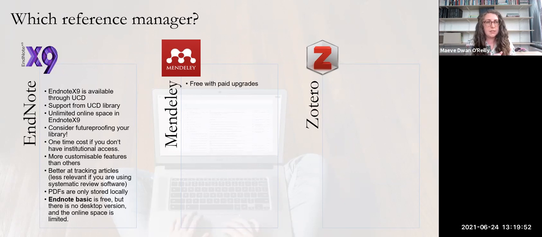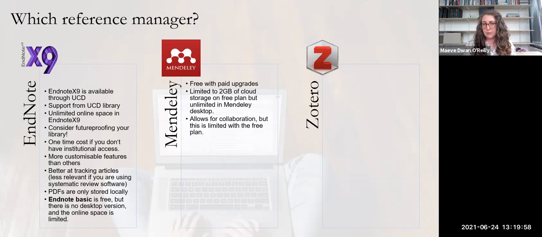Mendeley then, that's the one I use. It is free and it has paid upgrades. Because it's free, it does have some limits. So you only have 2 gig of cloud storage on the free plan, and you can pay to get more storage if you like. 2 gig is actually quite a lot though, if it's just citations, and you can kind of maximize that storage by not syncing PDFs with the cloud.